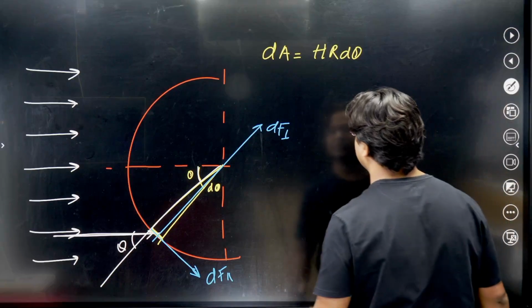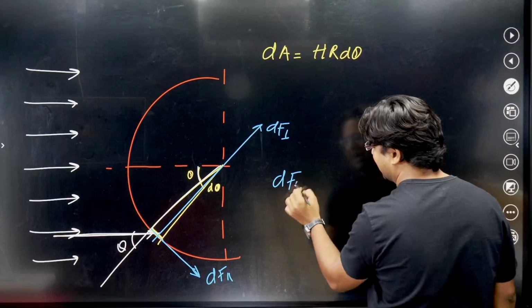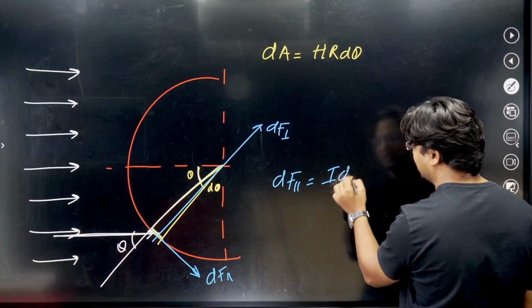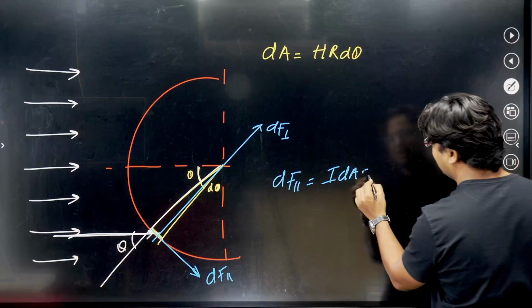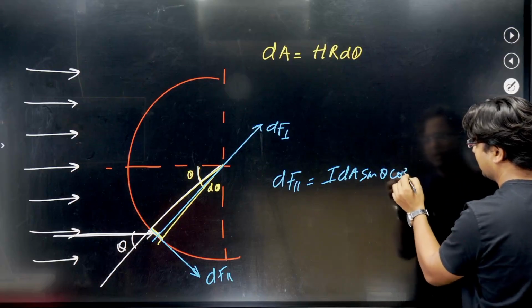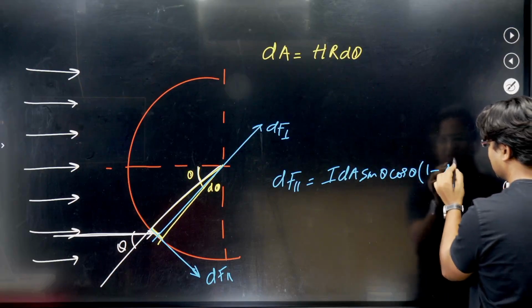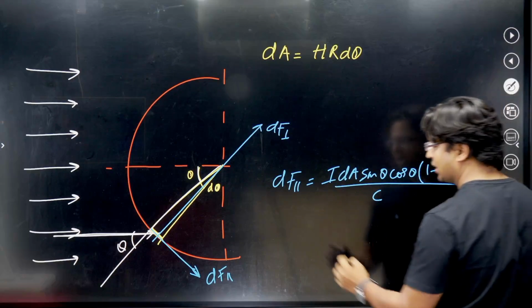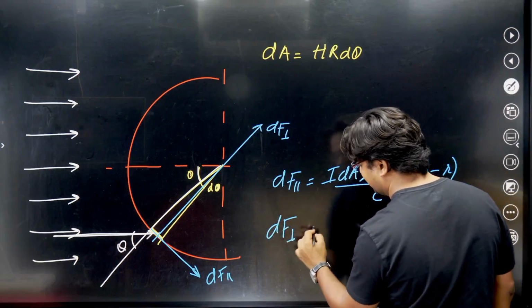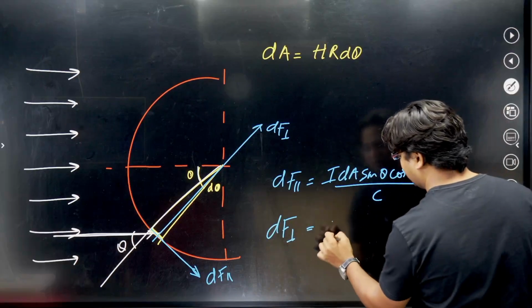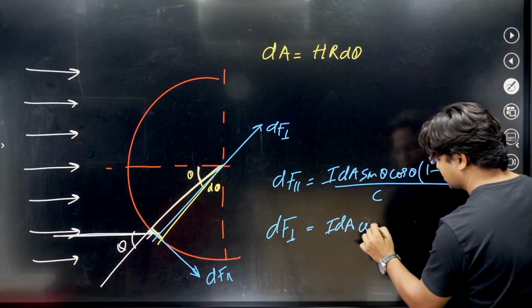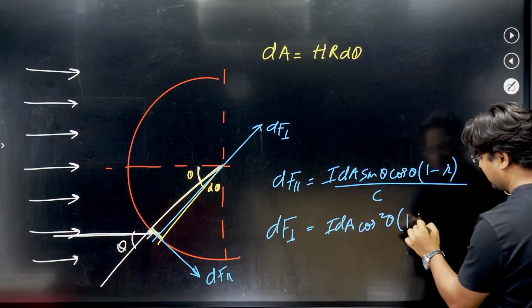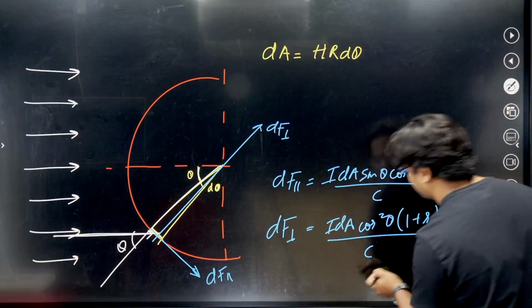How do I write these forces? So df parallel would be written as I into dA, and then sine of angle of incidence, cos of angle of incidence, into 1 minus r by c. How will we write df perpendicular? That would be I dA cos square theta into 1 plus r by c. Okay, I have written these two.